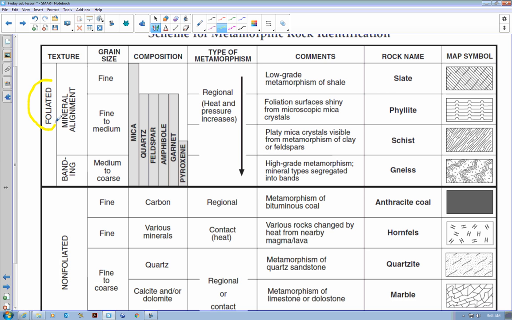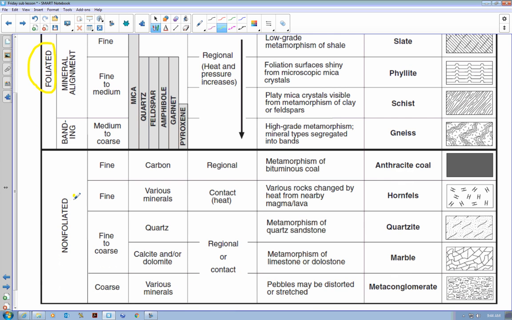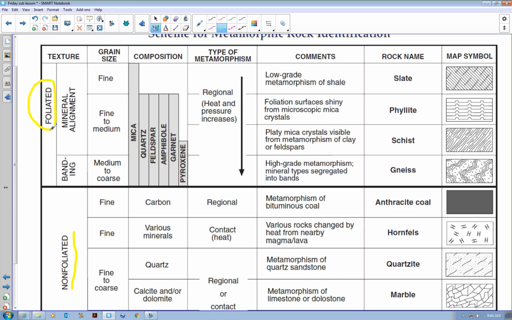So we have our two groups up here, our two textures, our foliated and our non-foliated. Remember, our foliated were the ones that show banding or striping or what's called mineral alignment. Again, the reference tables does a really nice job of defining for you what foliated means. The reason they're segregated into two different groups is the banding is a really high end. This is extreme metamorphism. Where the mineral alignment is more just a low end, a little bit of sticking together of the minerals. We have fine grain all the way to coarse grain. So here the minerals are getting larger and larger and larger as we come down the chart.